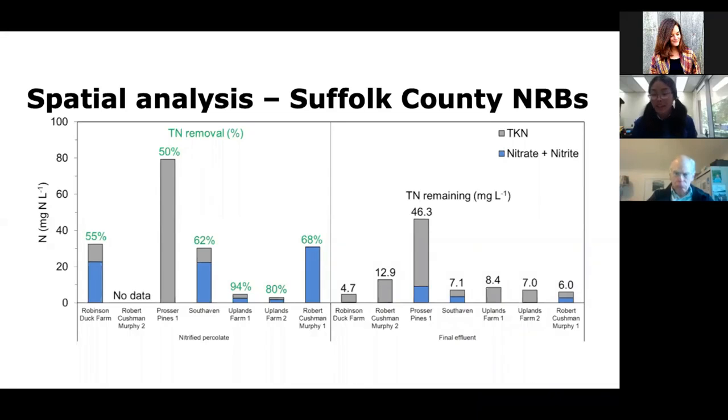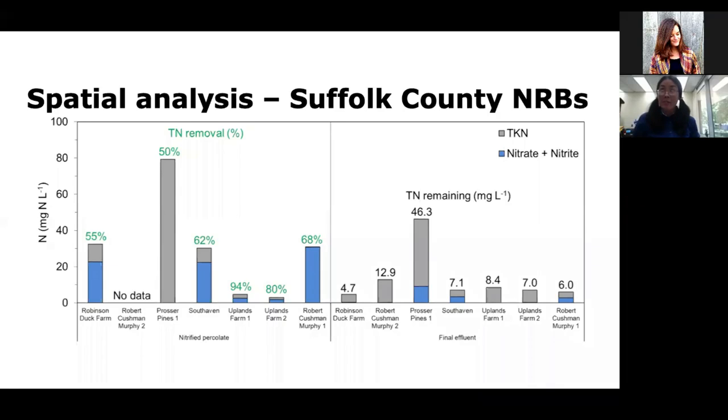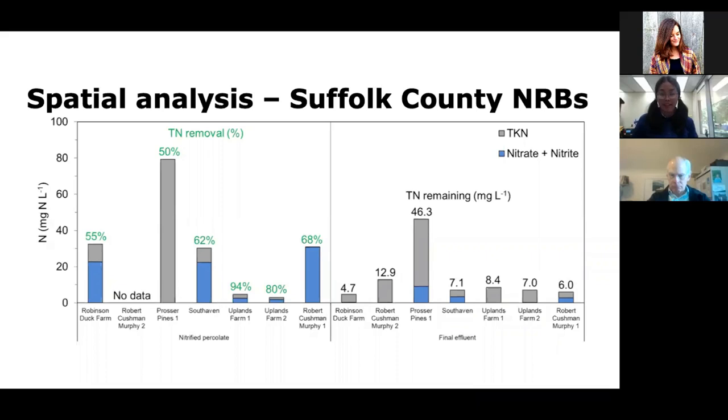And then if we look at the right side of the graph at the final effluent coming out of the NRBs, whereas at MASDIC, most of the remaining total nitrogen in the effluent was in the form of nitrate and nitrite, so the blue section. In Suffolk County, most of our systems are producing more TKN in the effluent.